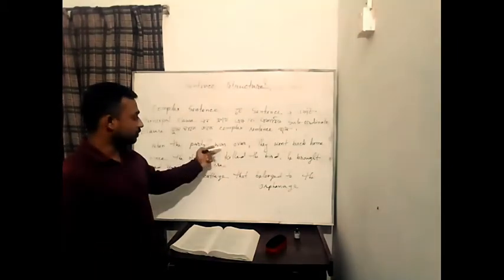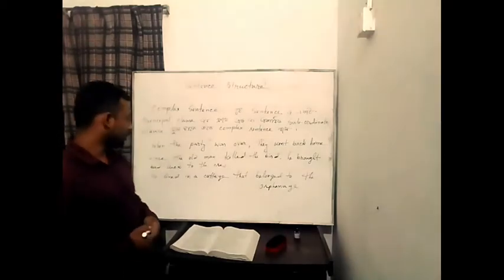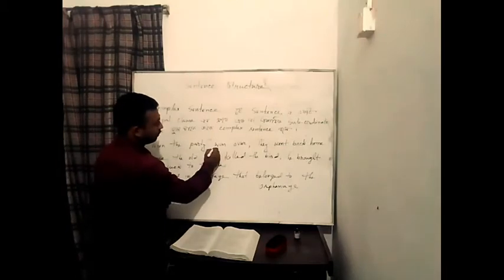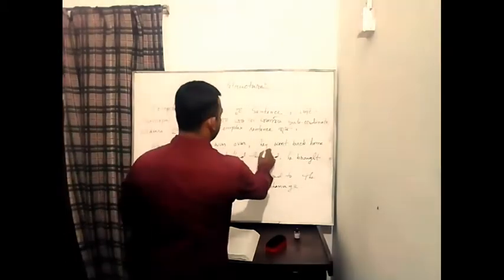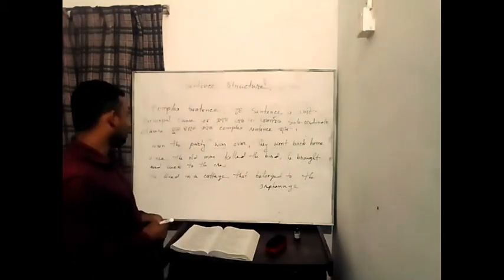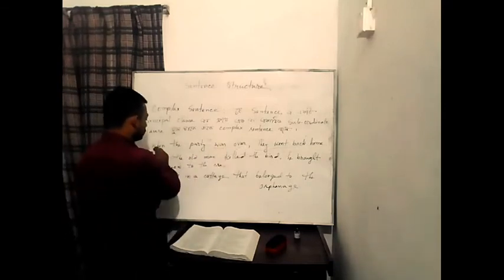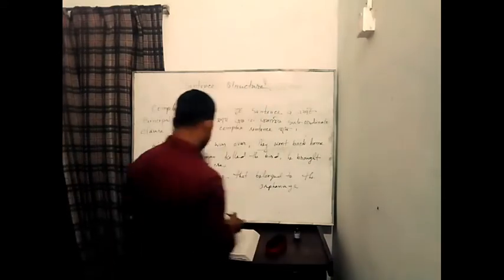When the party was over, they went back home. Here, look, the party is the subject, was is the finite verb. Again, they is the subject, went is the finite verb. So this is a clause and it is another clause.